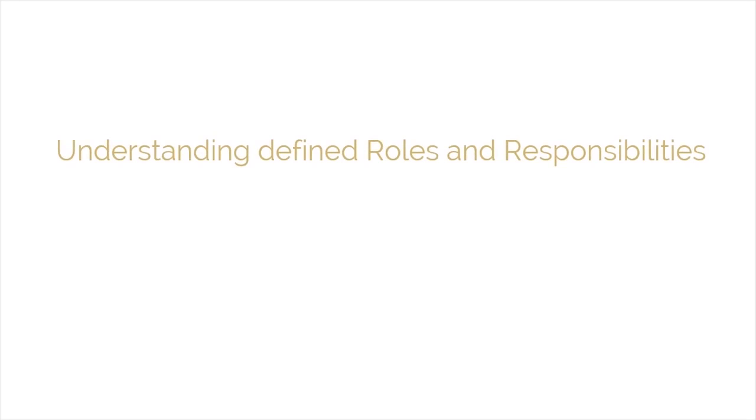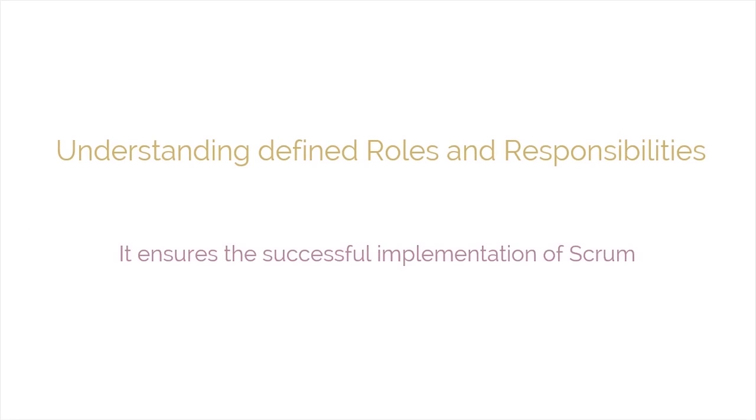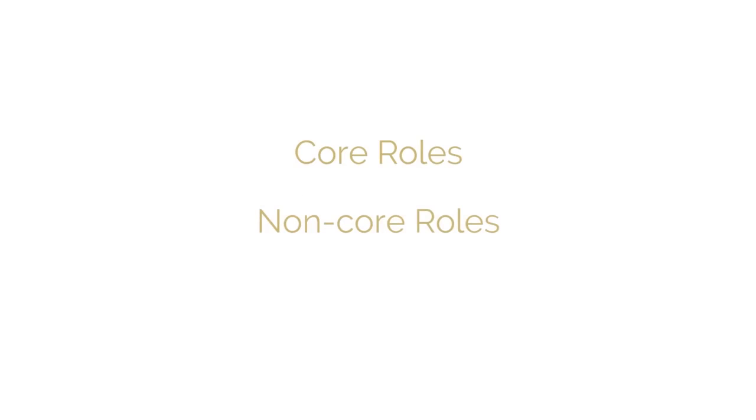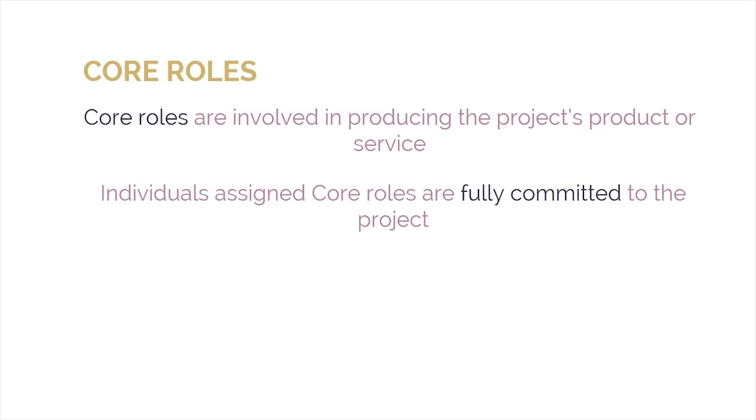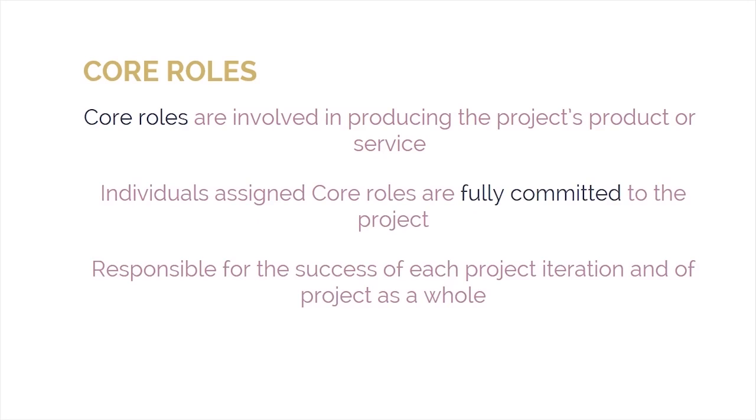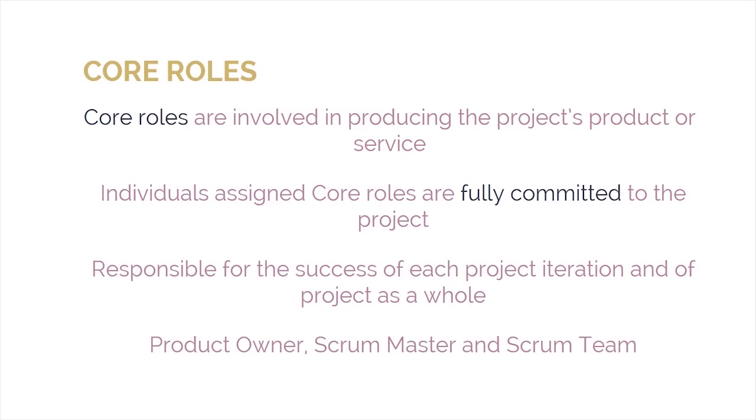For now, let's keep the key concepts under the organization aside and try to understand the defined roles and responsibilities in a Scrum project. Why? Because defined roles and responsibilities ensure the successful implementation of Scrum. Evidently, Scrum roles fall into 2 broad categories, core roles and non-core roles. Core roles are those that are involved in producing the project's product or service. Individuals who are assigned core roles are fully committed to the project. They are ultimately responsible for the success of each project iteration and of the project as a whole. Core roles are assigned to the product owner, Scrum Master, and the Scrum team.